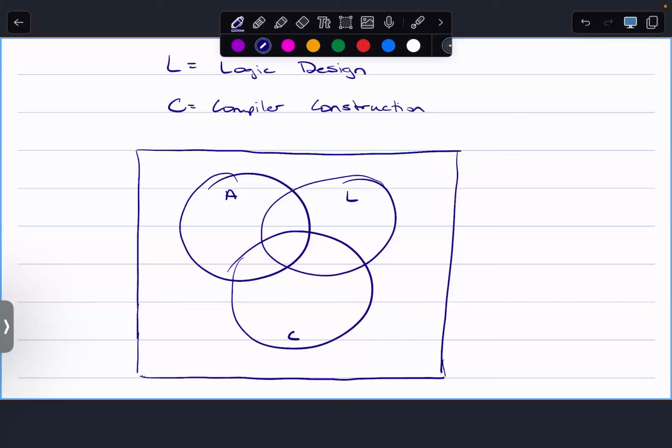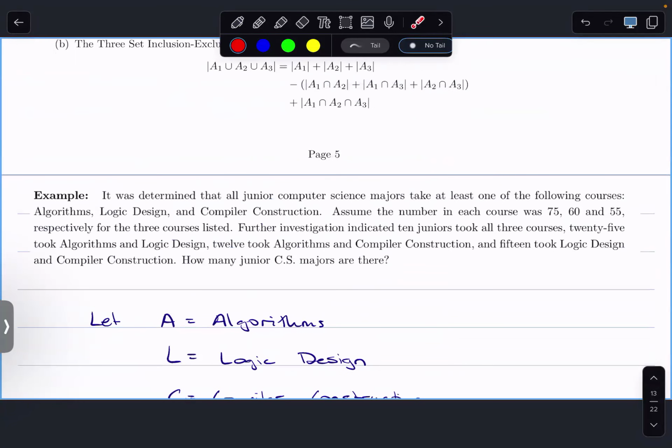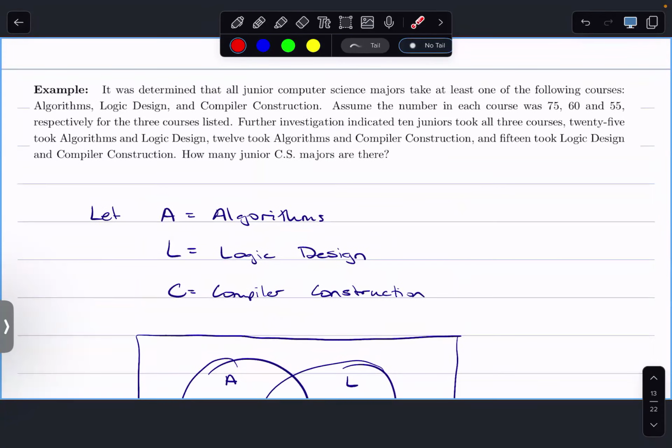What I mean by making partitions is I'm going to let each area here be its own partition. The total area of A has to total 75, but there's overlap there. So what I want you to do is always start in the very, very middle, and then you can work your way out.